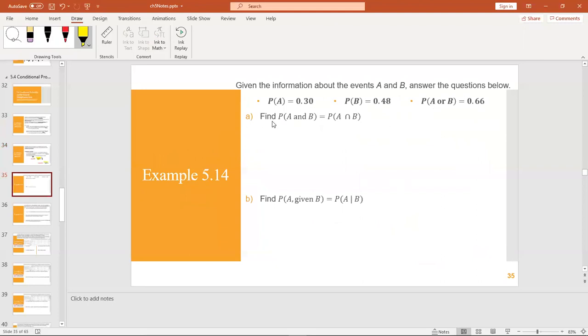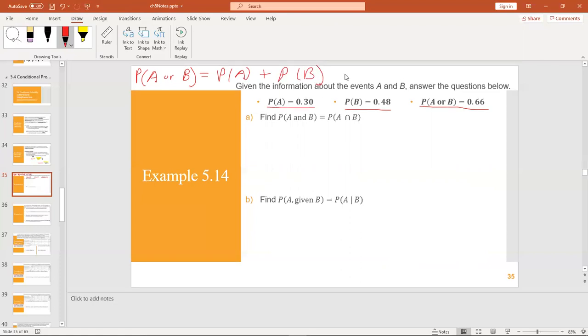So here they say, find the probability of A and B. And you notice what they give us. They give us the probability of A, the probability of B, and the probability of A or B. Let's recall a formula that we saw previously: the probability of A or B is equivalent to the probability of A plus the probability of B, minus the probability of A and B.